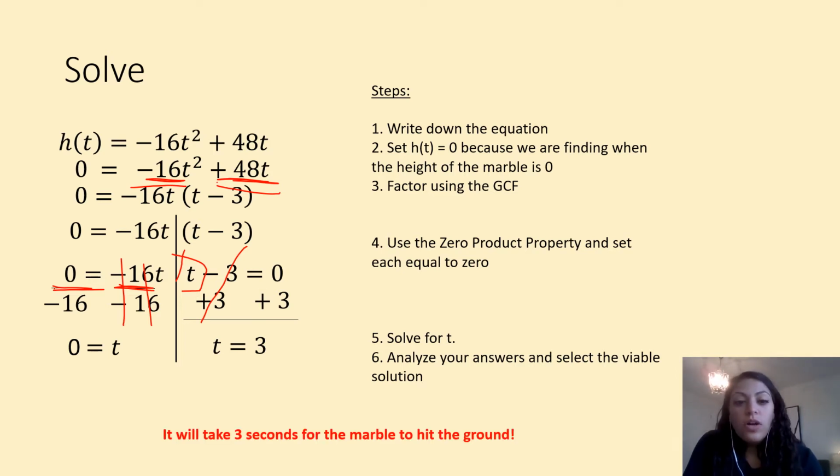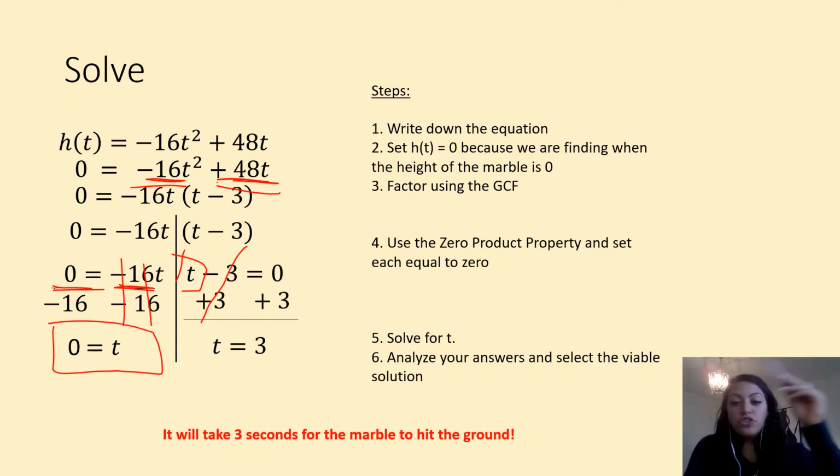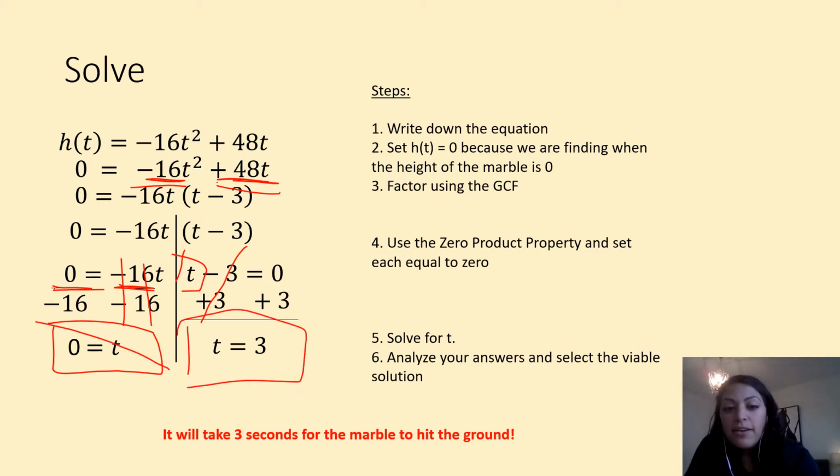Okay, so what does this mean? Let's analyze our answer for a viable solution. We do know we have two answers. We saw in our last graph that on the parabola, it is on the ground when it starts, when time t is 0. But that's not what we're looking for. The question asked us, he's going to shoot it, and when will it hit the ground? How long will it take to come back and hit the ground? It was t equals 3, which means that it will take 3 seconds for the marble to hit the ground after being shot up.